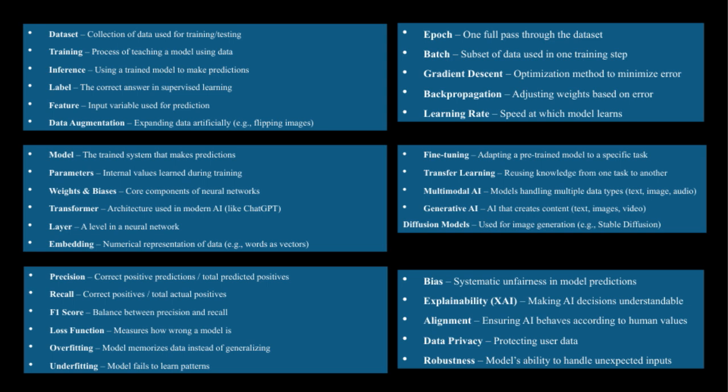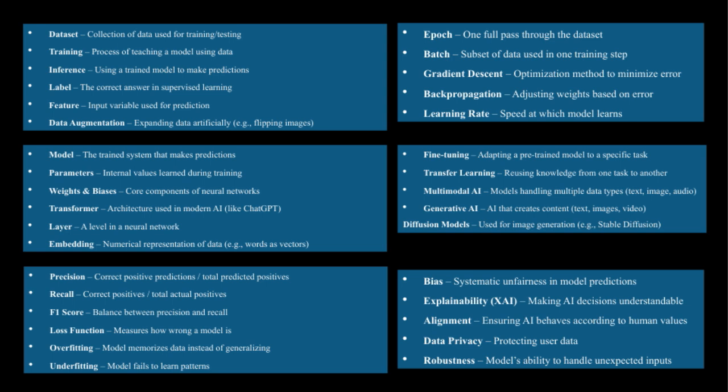Moving on, the loss function is a crucial concept. It quantifies how wrong our model is. The goal is to minimize this to improve accuracy. Overfitting is when a model memorizes training data instead of learning general patterns, which hurts its performance on new data. Underfitting, conversely, happens when the model fails to learn enough from the data, leading to poor predictions.